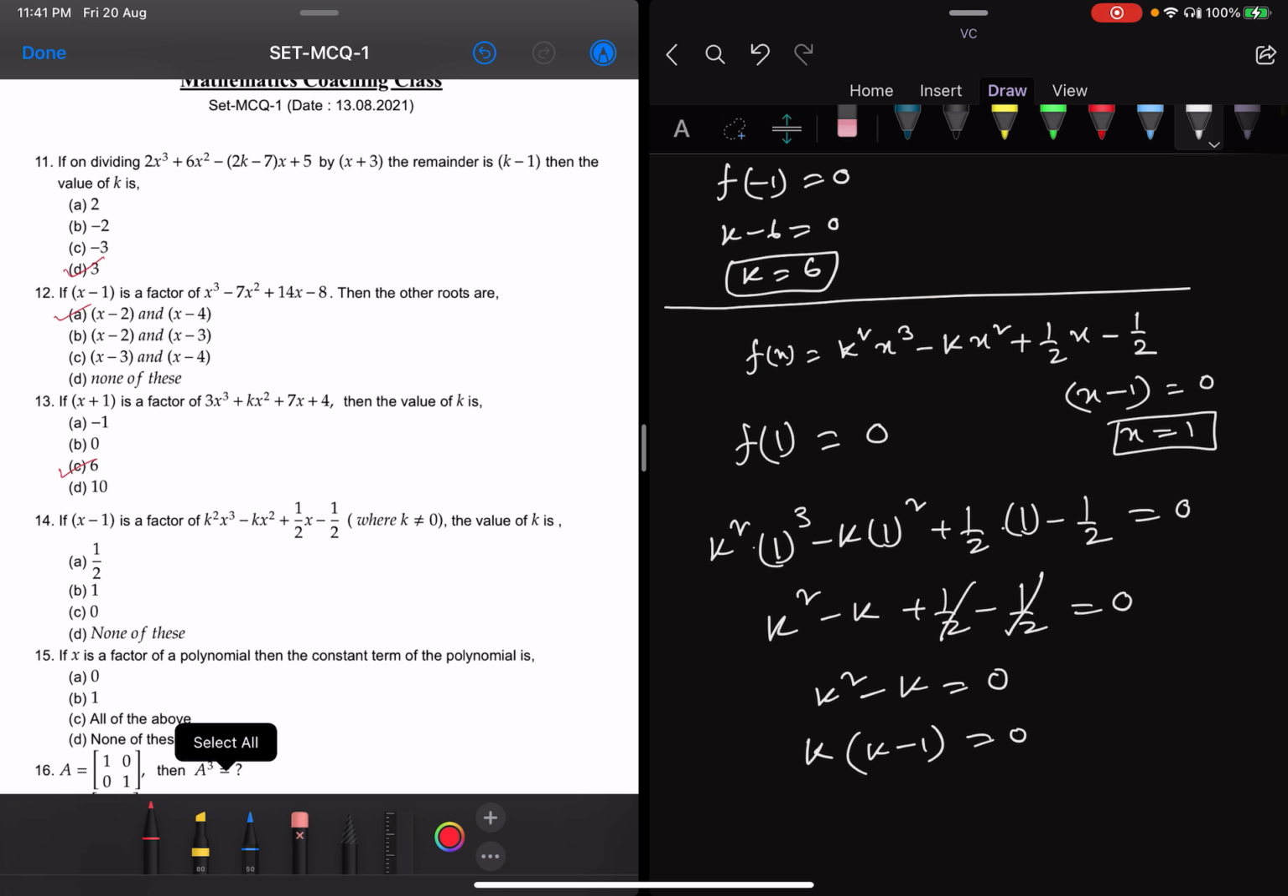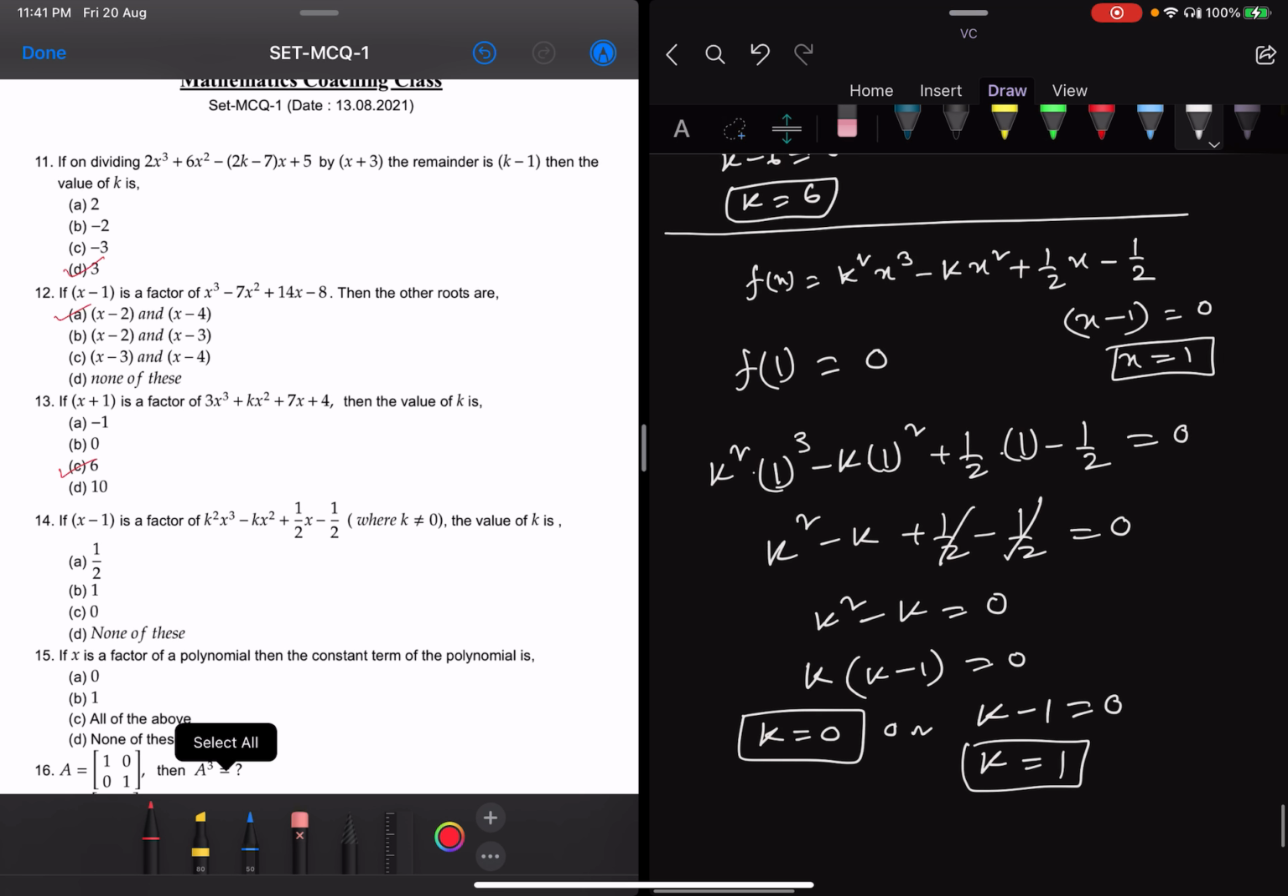So for that thing, either this part is 0 or this part is 0. That means either k equals 0 or k minus 1 equals 0. That means k equals 1. Now what you can see is that as k equals 0 and k equals 1, we have to choose one root, because there is no combination of roots 0 and 1.